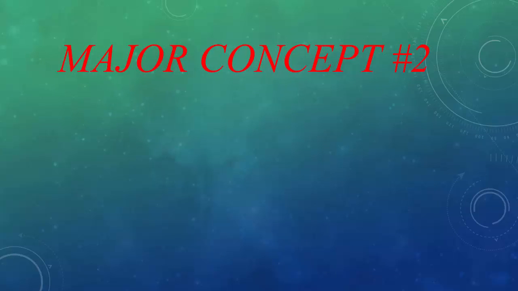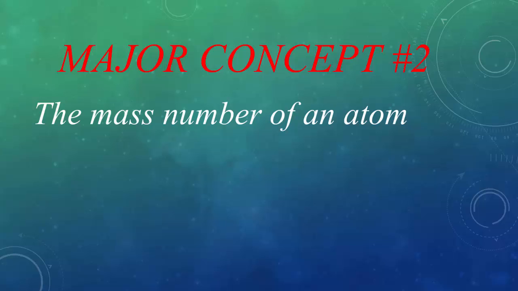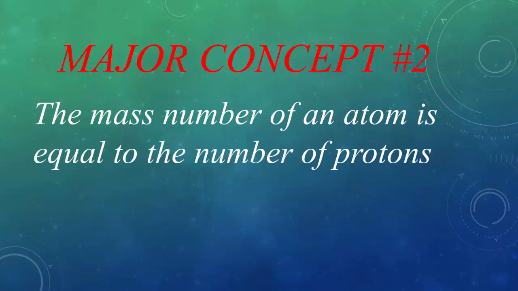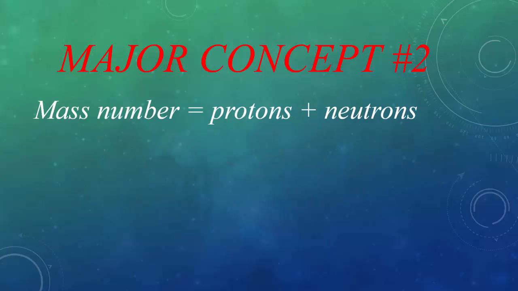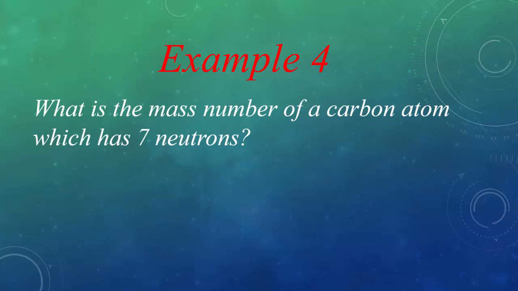Which brings us to our second major concept of this video. The mass number of an atom is equal to the number of protons plus the number of neutrons. Mass number is protons plus neutrons. So if you know any two of these numbers, you can easily calculate the third. So what is the mass number of a carbon atom which has 7 neutrons? And the answer is 13 AMU.